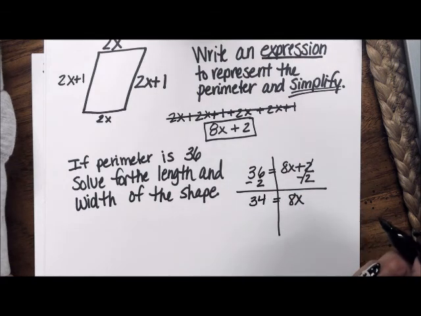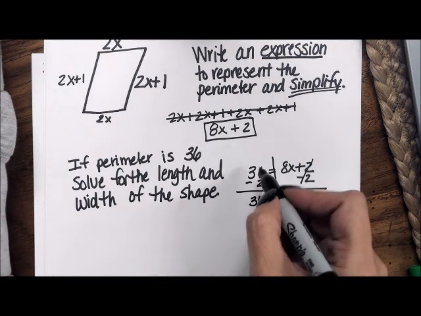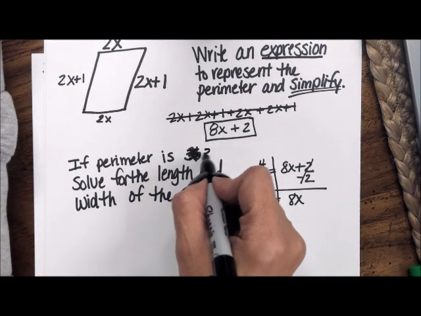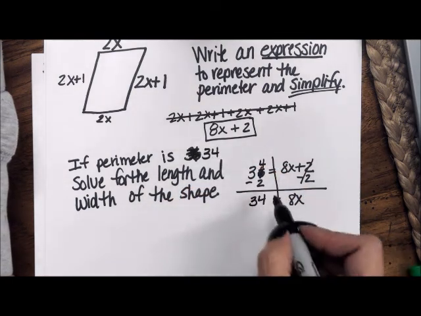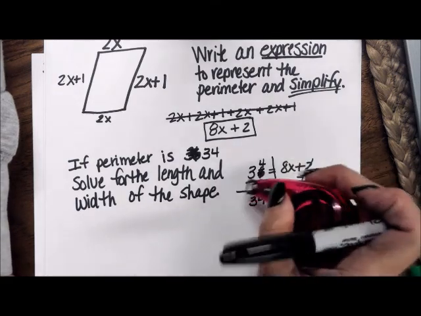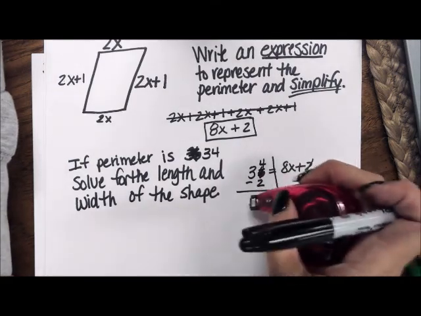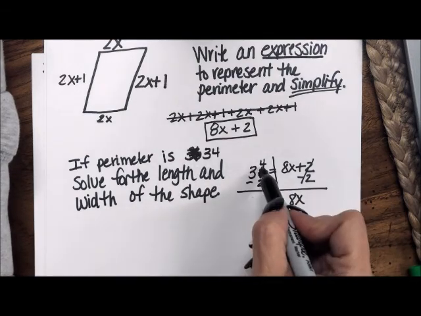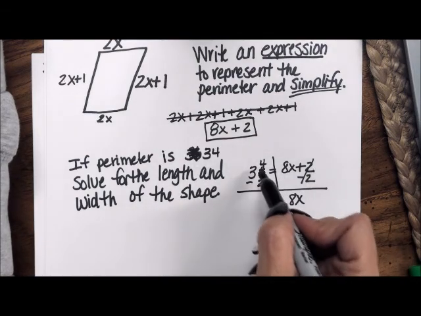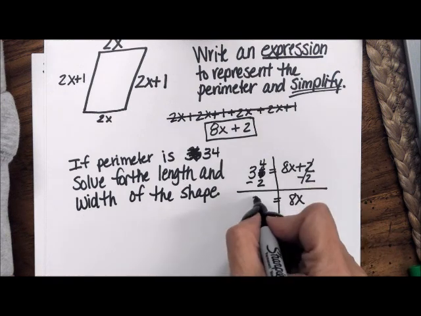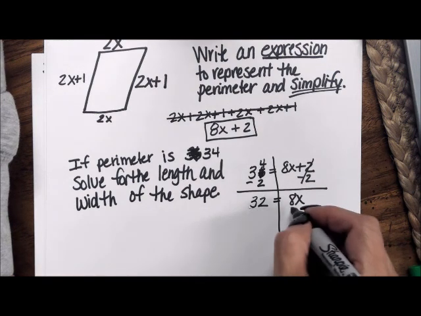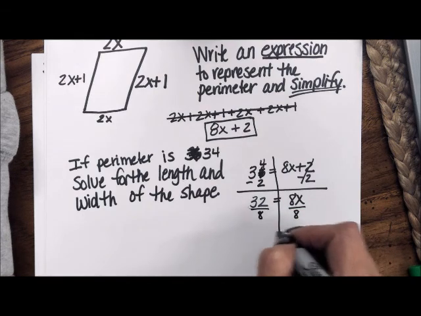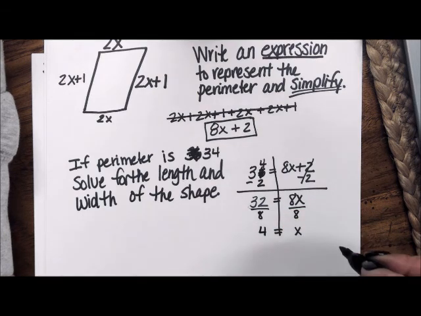Oh, I messed that up. So instead of 36, let's say it's 34. I know you're like, what, Mrs. Dean? That's okay. I just want it to come out even for us. 34. So that means that this, I'll fix mine. The perimeter is now 34. So 8x plus 2 equals 34. Subtract 2 from both sides, making this 32. And then I'll divide both sides by 8 to get the x alone. So x will equal 4.